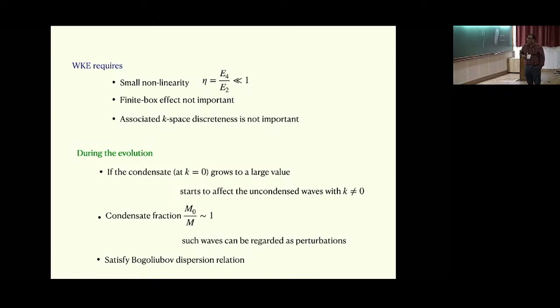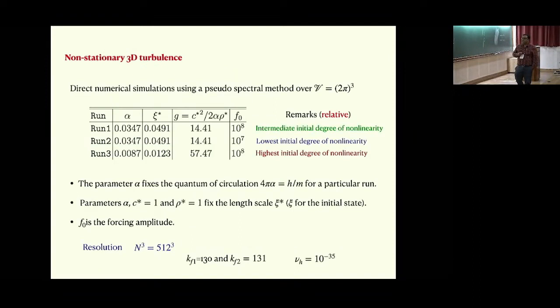But what may happen during the evolution, if the condensate which is forming grows to a large value, it may start to affect the uncondensed waves with k equals 0. Moreover, if the condensate becomes of the order of 1, then these uncondensed waves can be regarded as perturbations on top of the condensate, and then these waves will satisfy the Bogoliubov dispersion relation. So with that, I will come to the numerics.